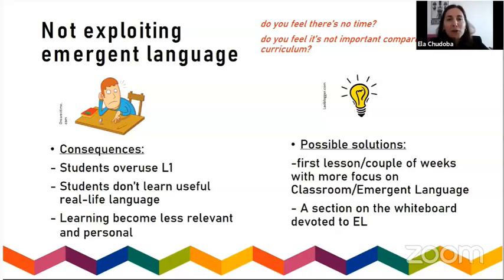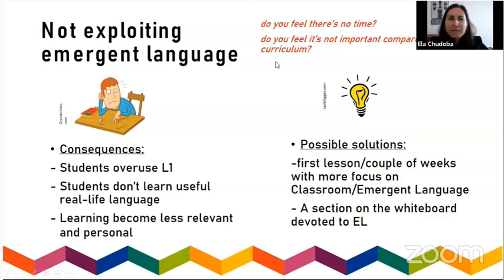Another thing I wanted to focus on today is not exploiting emergent language. By emergent language, I mean language which is produced by the students spontaneously, or it's language that students want to produce spontaneously, but maybe they can't because their English isn't good enough.